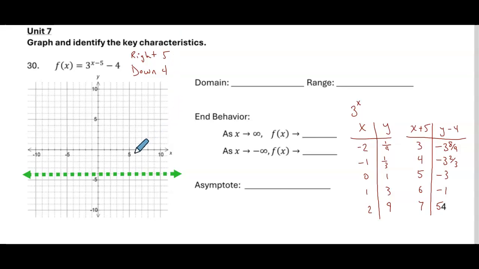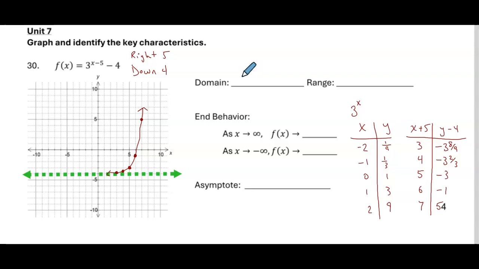All right, back to plotting points. So +3, -3 and 8/9. Barely above -4. +4, -3 and 2/3, a little higher. +5 is -3. +6 is -1. +7 is 5. Connect those. We have our exponential curve, and that curve should approach the asymptote line.